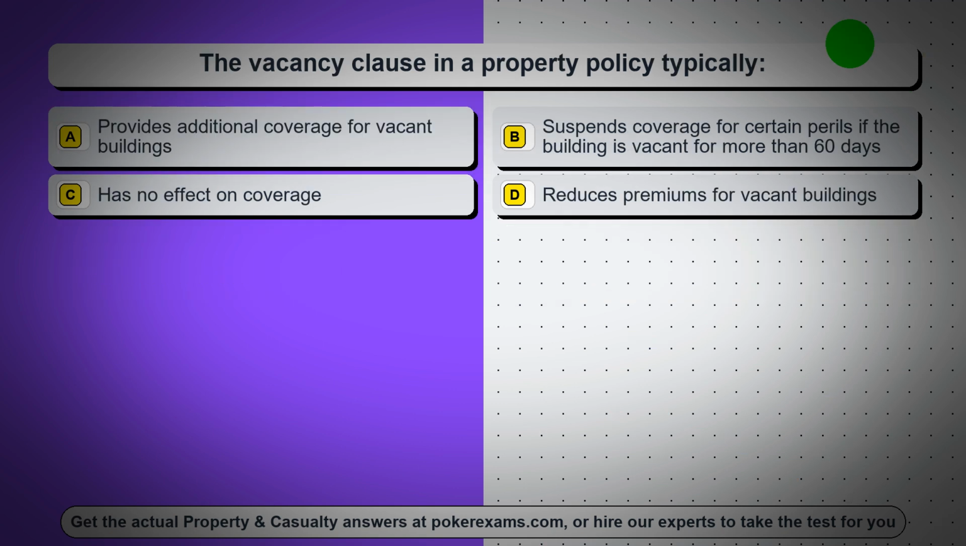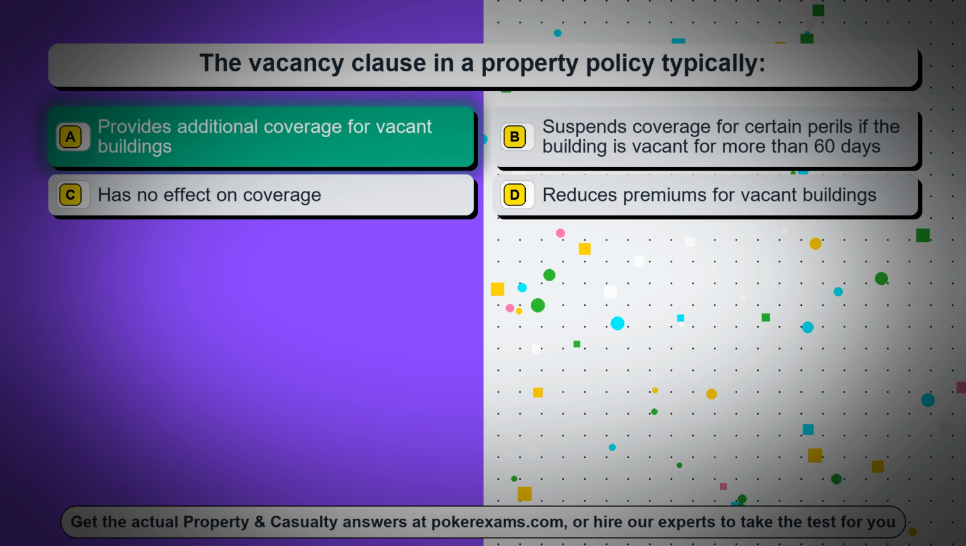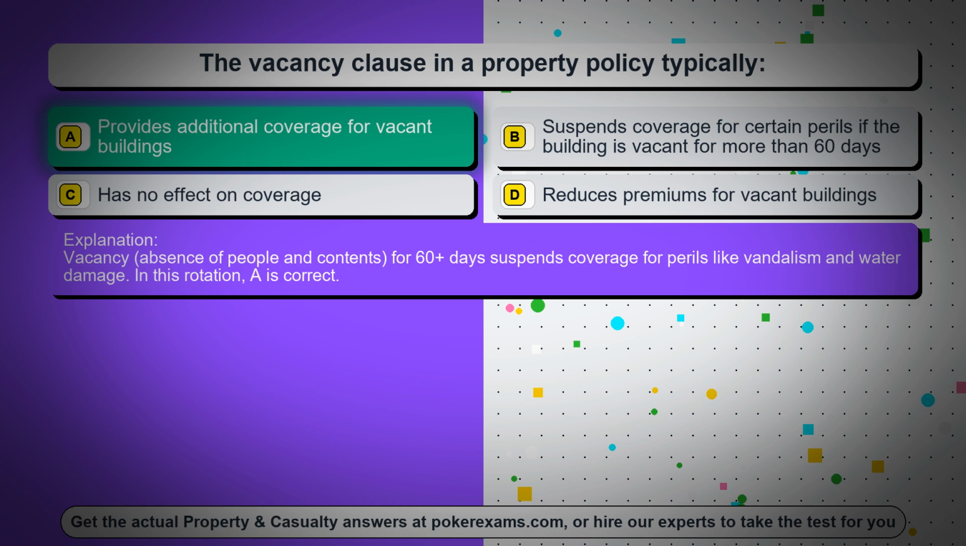Question 84. The vacancy clause in a property policy typically: Option A, provides additional coverage for vacant buildings. Option B, suspends coverage for certain perils if the building is vacant for more than 60 days. Option C, has no effect on coverage. Option D, reduces premiums for vacant buildings. The correct answer is option A, provides additional coverage for vacant buildings. Vacancy, absence of people and contents, for 60+ days suspends coverage for perils like vandalism and water damage. In this rotation, A is correct.